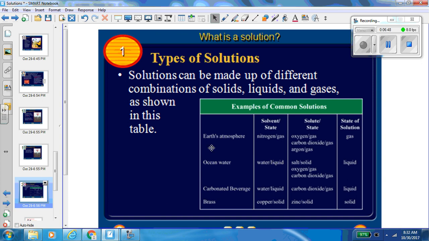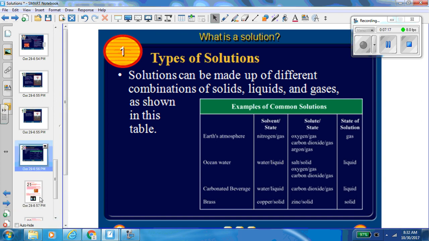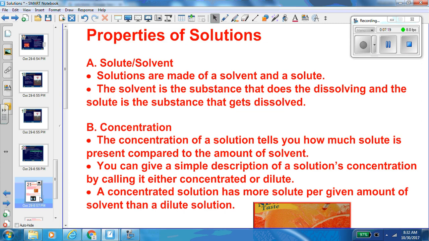So here you can see that there are all different types of solutions. A lot of times we may think that it's just some type of liquid with some type of solid, but there are all different ways to make solutions. Solutions can contain solids and liquids, liquids and gases. It's just a combination of different ways that you can make solutions. And this is a really good table that gives you some good examples of some common solutions that we have heard of.